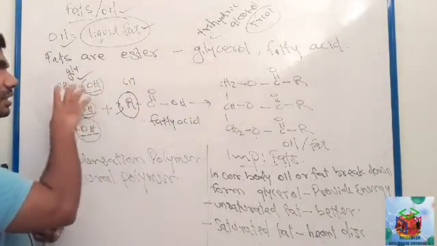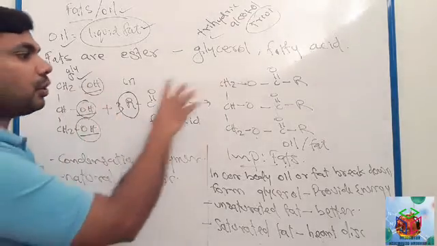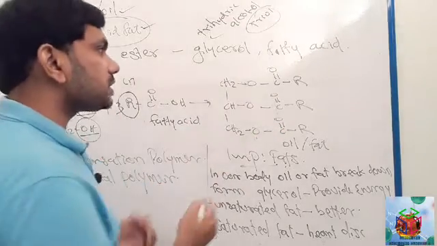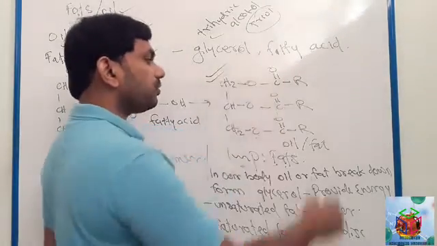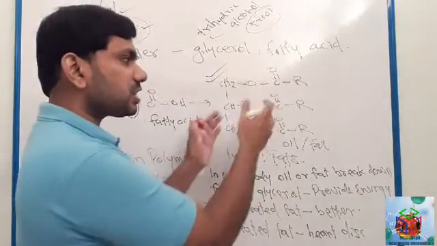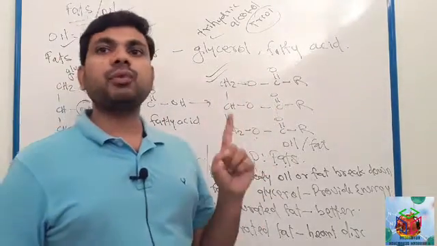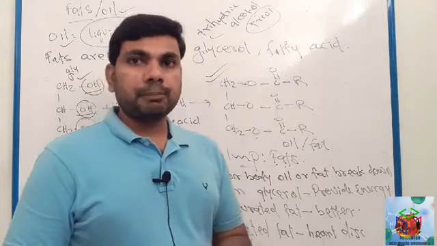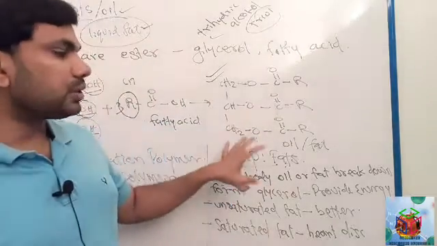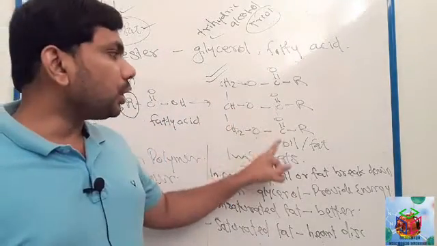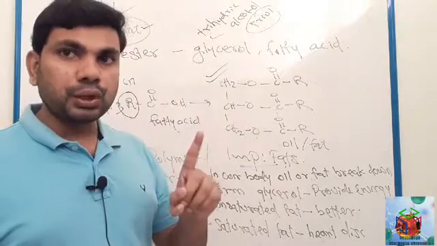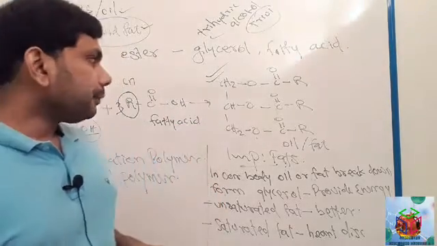So this is fatty acid. Fatty acid and glycerol react together to form oil or fat. So this is the natural polymer oil or fat. This is the structure of one molecule of oil or fat. This is the macromolecule oil or fat. This is one molecule.